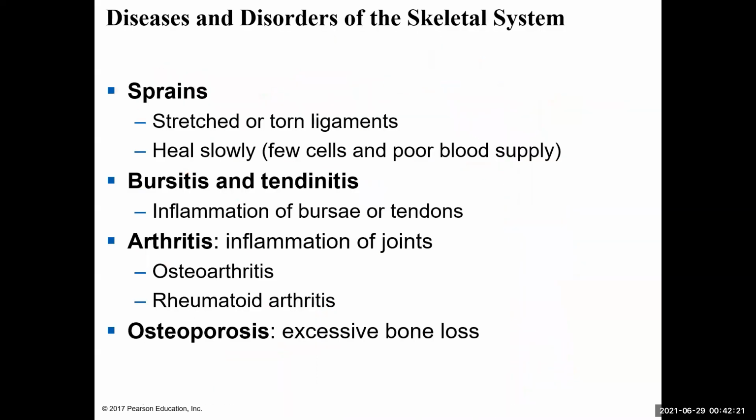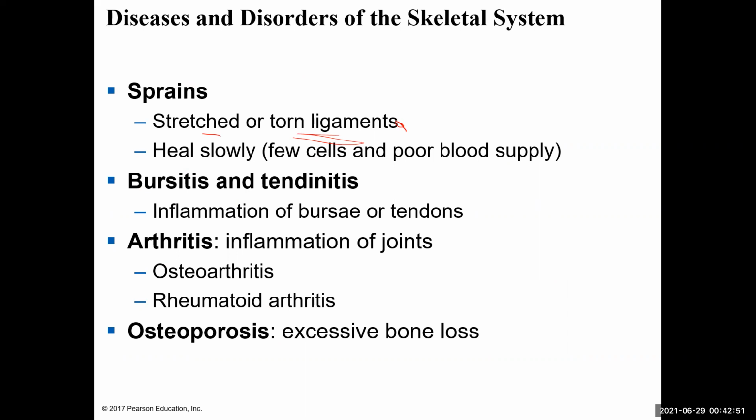And so for the last couple of slides, we're just going to mention some diseases and disorders of the skeletal system. So you can get sprains, which are just stretched or torn ligaments. They take a long time to heal because ligaments don't have a good blood supply. And so poor blood supply means a long time to heal. That's why sprains can take a few weeks to get better.